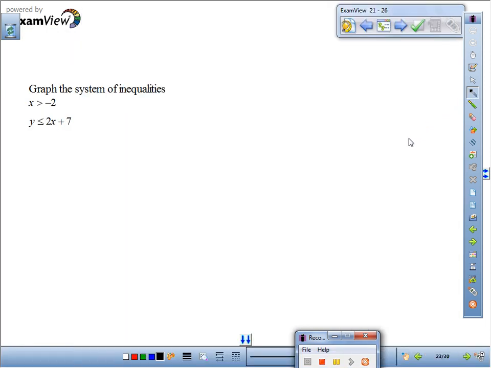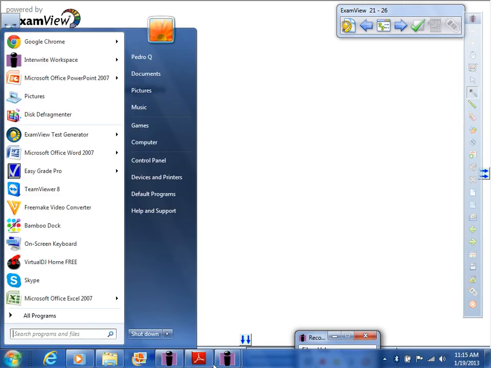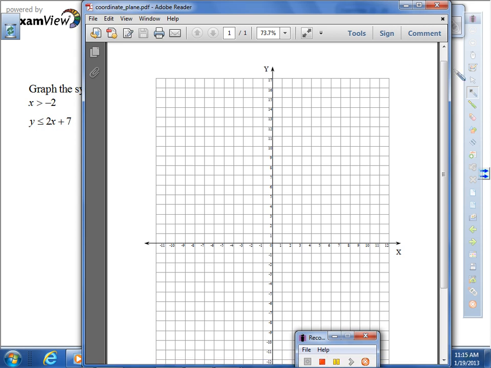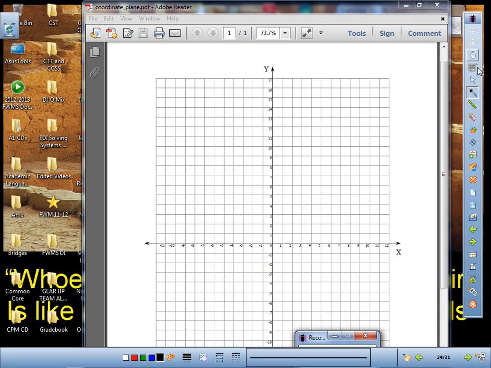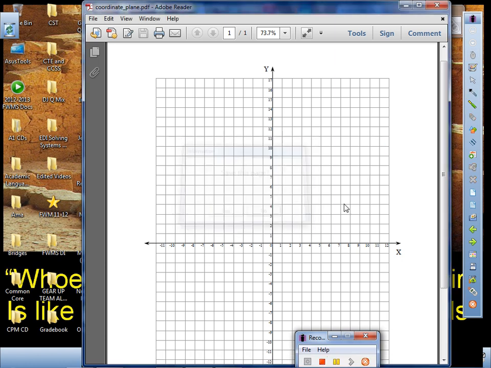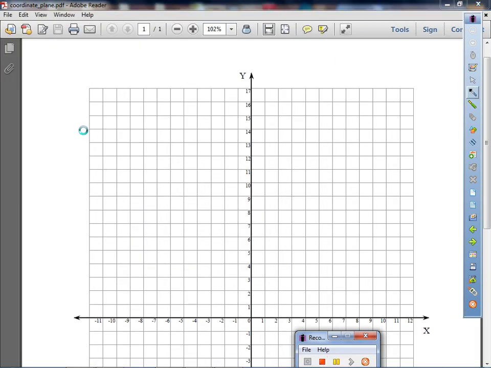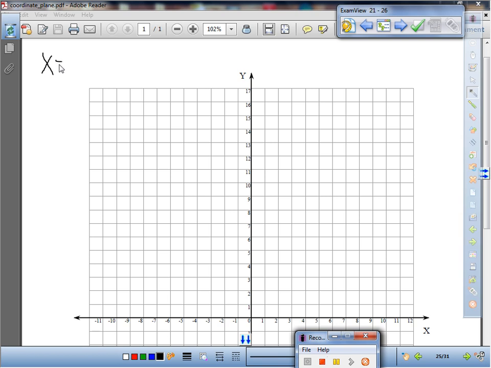Let's graph this. I'm going to rewrite the system because it's not letting me just overlay it. Read me the system, please. X is greater than negative 2. Y is less than or equal to 2x.